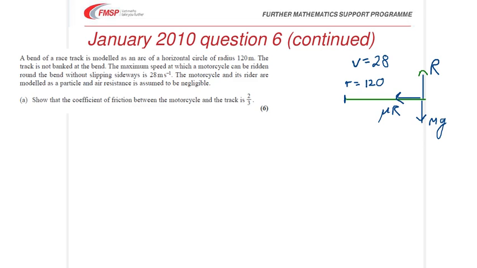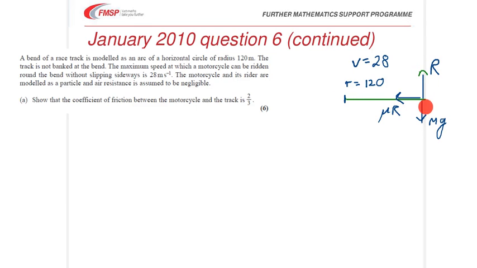Right, part A. It's a horizontal circle, radius 120, and you're told the maximum speed at which the motorcycle can be ridden around the bend is 28. So I've drawn a diagram showing the situation where it's going at its maximum speed. That must imply that at this speed it's on the point of slipping. So slipping would mean that friction is limiting. It's the frictional force here that is providing the force towards the center for this circular motion to take place.